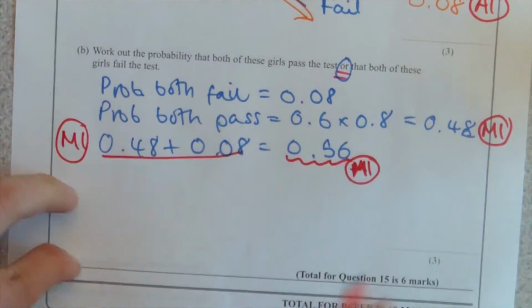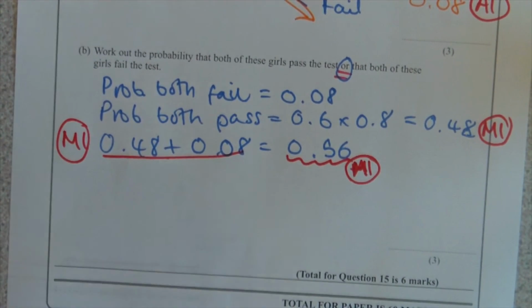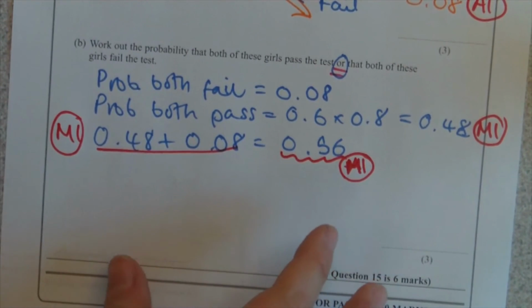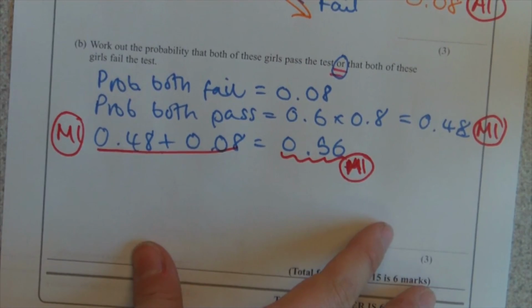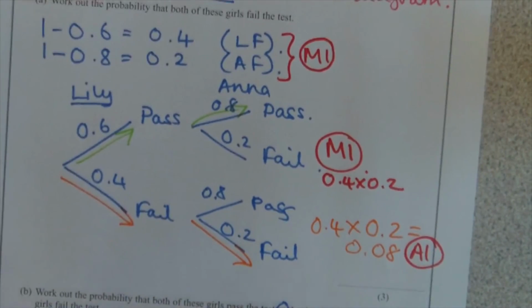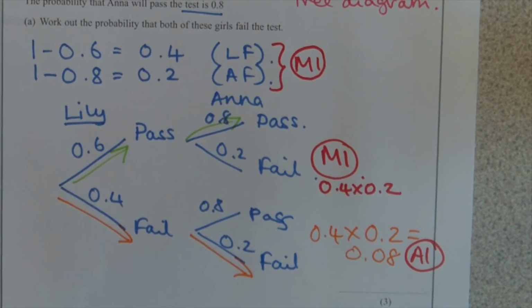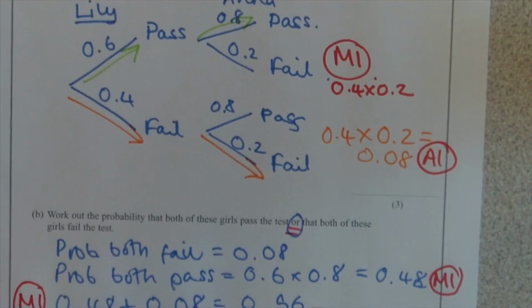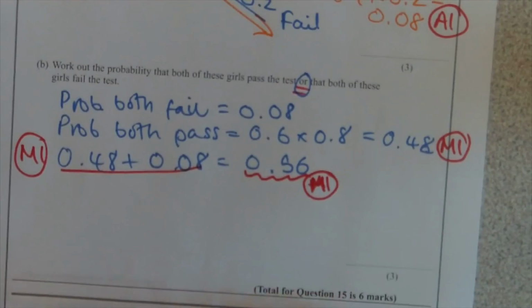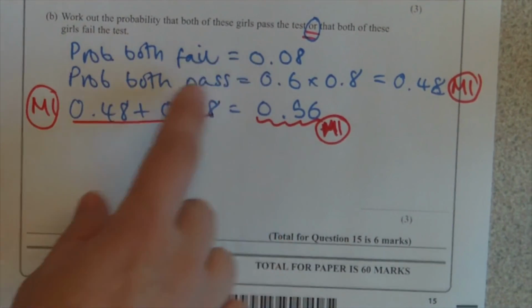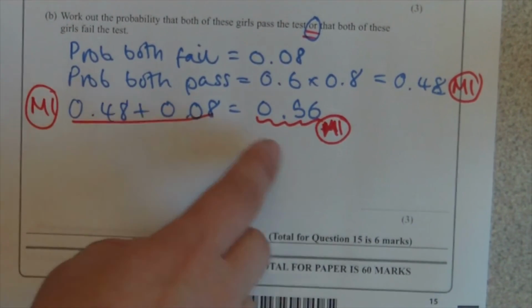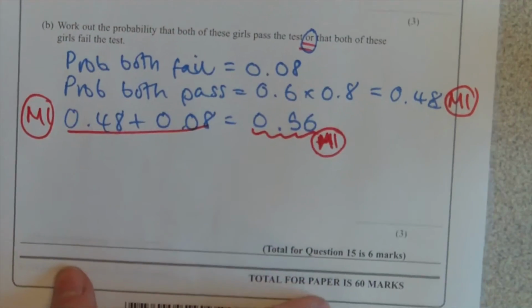Okay, A1. You might have made a mistake in section A and worked out the wrong probability. But as long as you follow that through and work out these two correctly, you obviously wouldn't get the answer mark, but you still get 2 out of 3 marks, even if you've done A incorrectly.